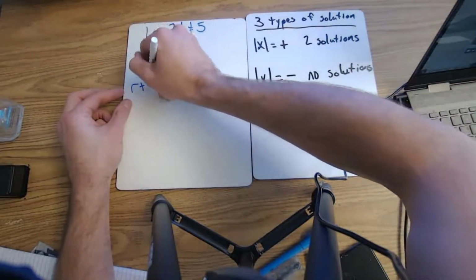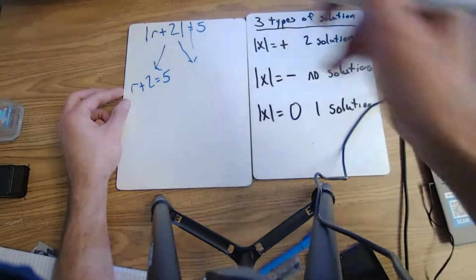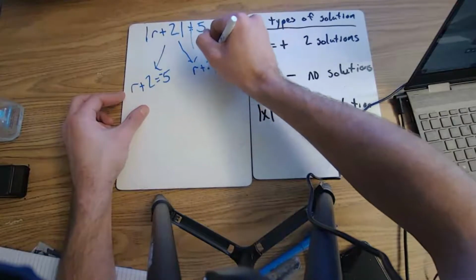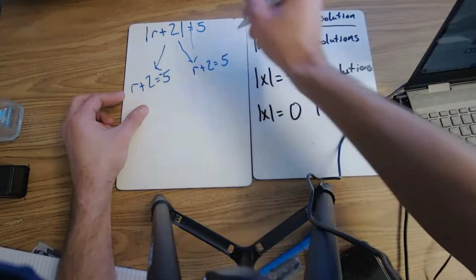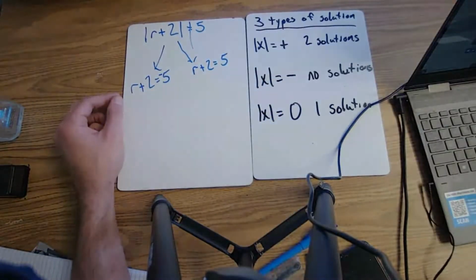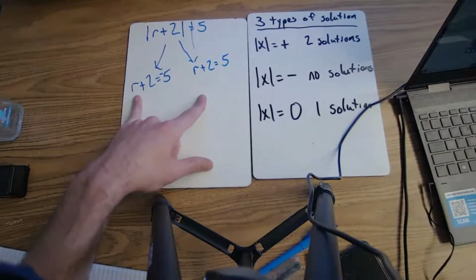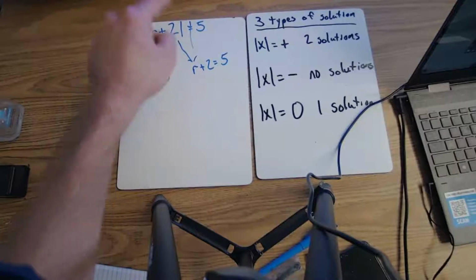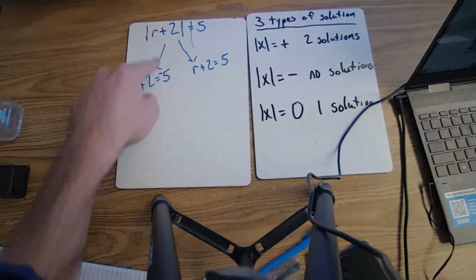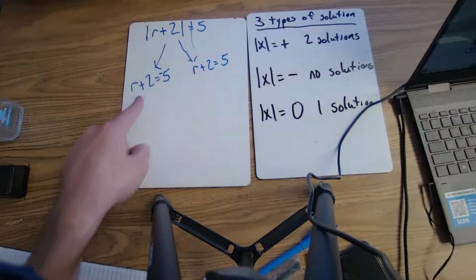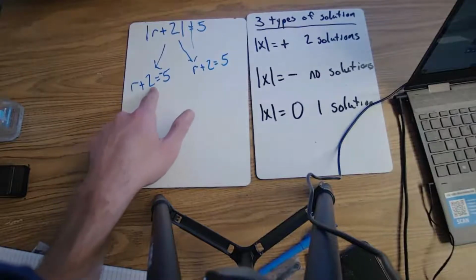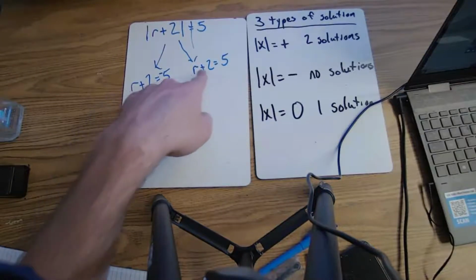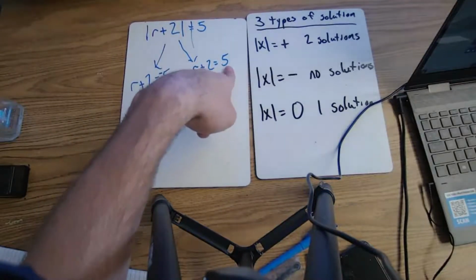R plus 2 equals 5. Oops, negative 5. There's my negative version. R plus 2 equals positive 5. And there's my positive version. Again, that's how you cancel out your absolute value bars, is you split them into the negative equation and the positive equation. Everything inside the bars stays exactly the same, and for one equation, your number becomes negative, and the other equation, it stays positive.